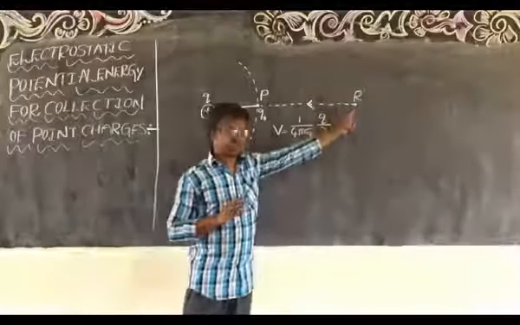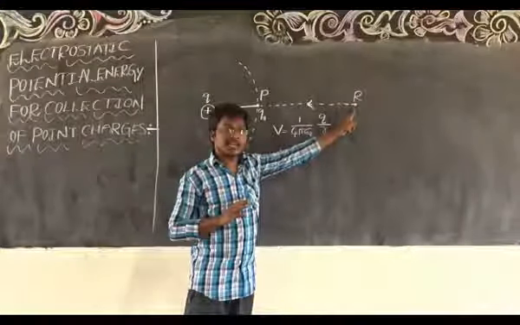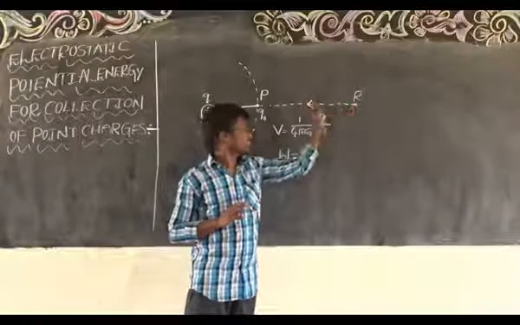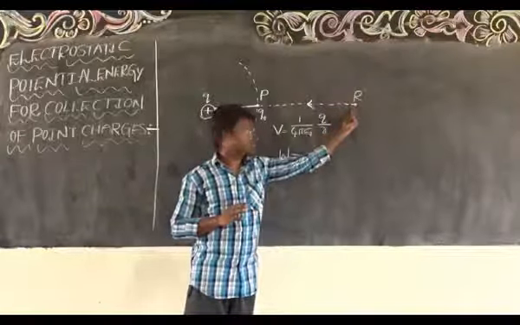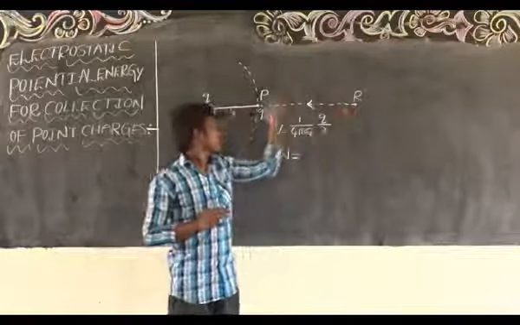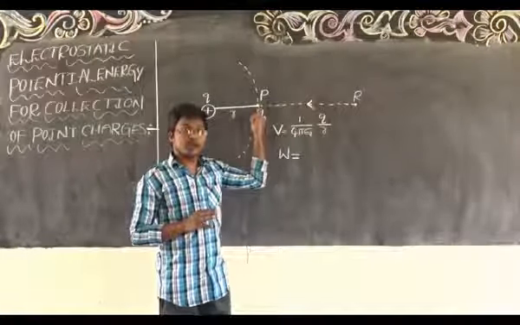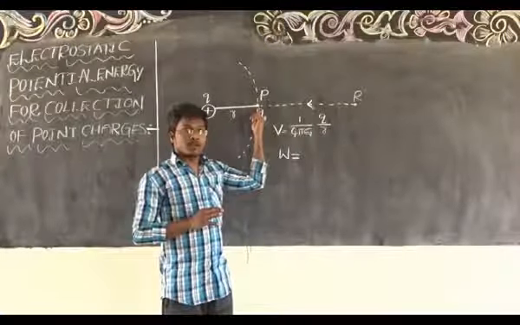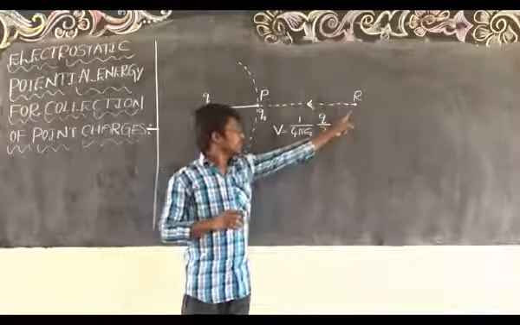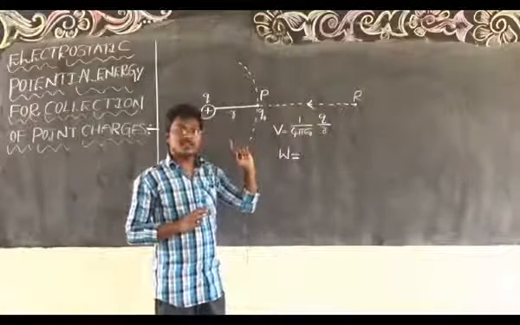This is the initial position, because here the test charge is starting. The test charge is coming from this point, so this is the initial position. Finally, it is reaching point P, so this is the final position. Work done depends on the initial and final positions.